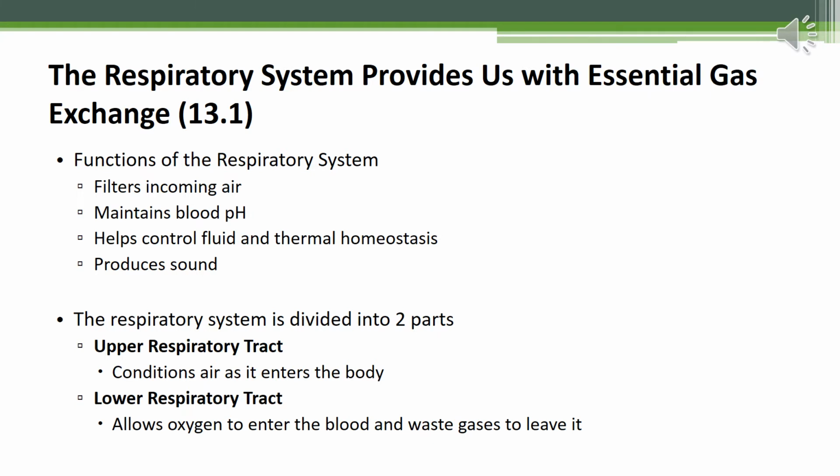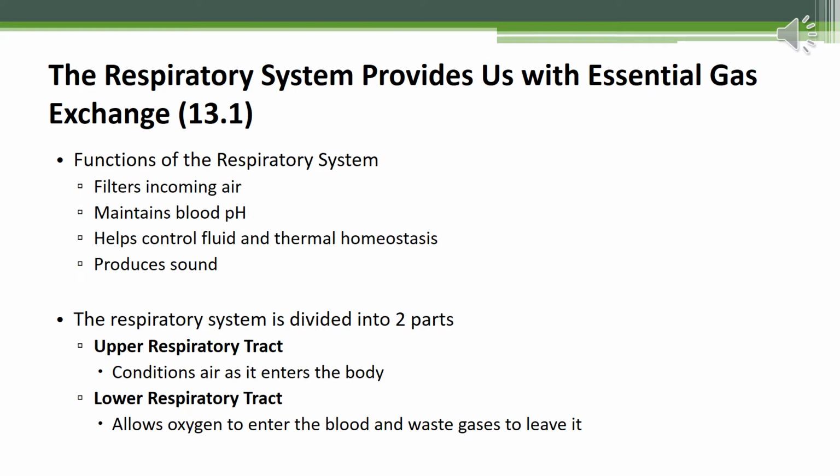Section 13.1, the respiratory system provides us with essential gas exchange. So the functions of the respiratory system are that it filters the incoming air, helps to maintain blood pH, helps control fluid and thermal homeostasis, and also allows us to produce sound.